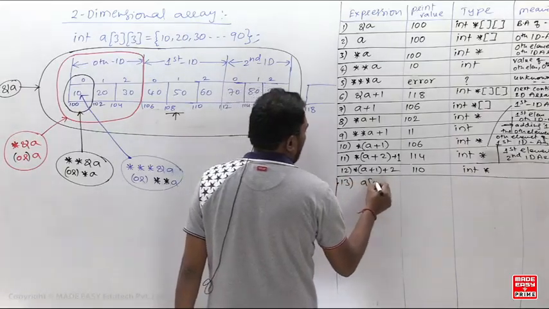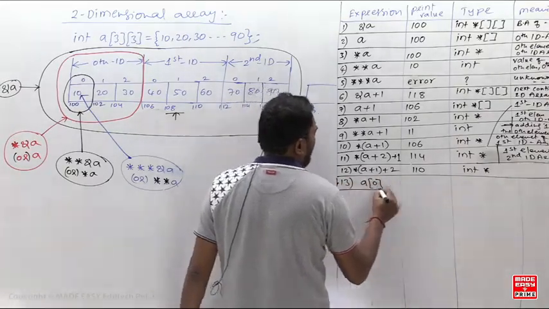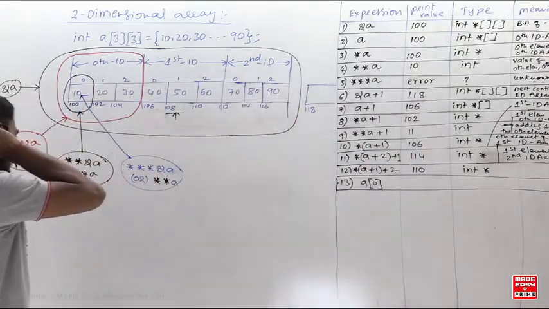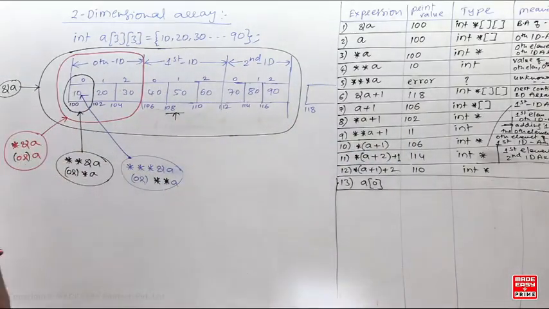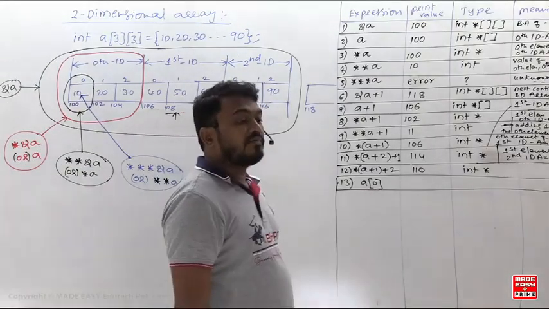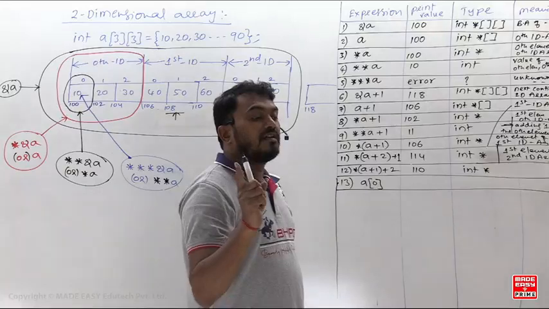Number 13: A of 0. Think about it and tell me: A of 0, what is the print value, what is the type, and what is the meaning? Think carefully and write.